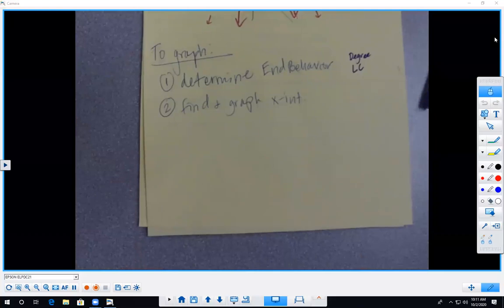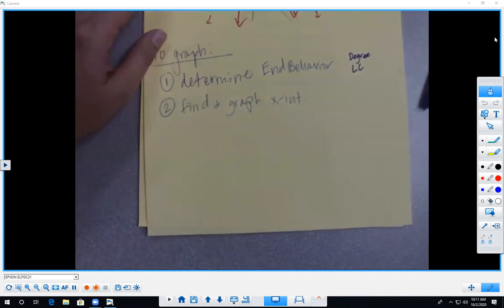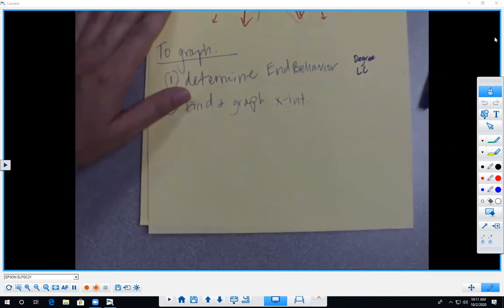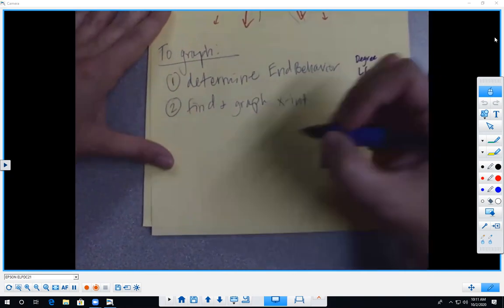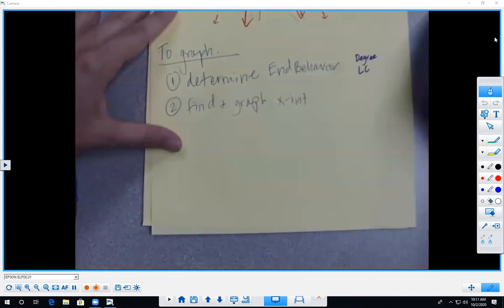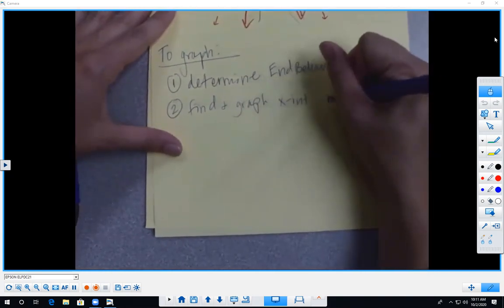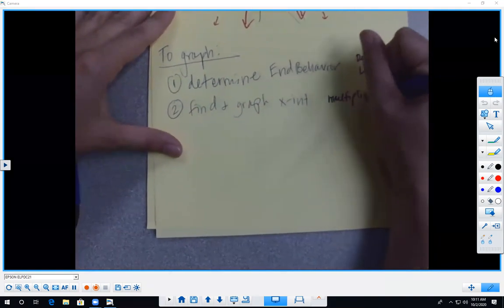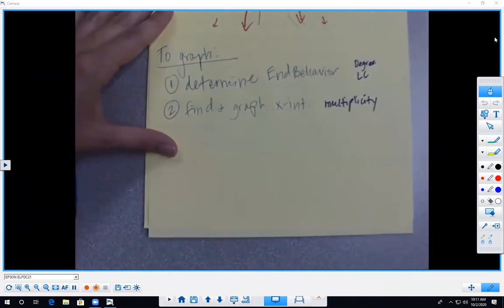As of now, the way we're finding them is just factoring them. Starting next week, we will find them other ways for the problems that don't factor. But when we graph the x-intercepts, it tells us some information based on multiplicity. So just a reminder to use the multiplicity to graph it. Does it touch and turn, or does it cross through?